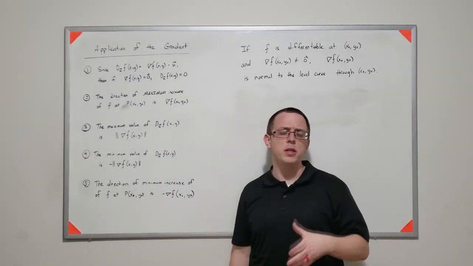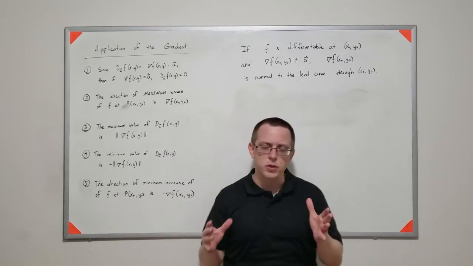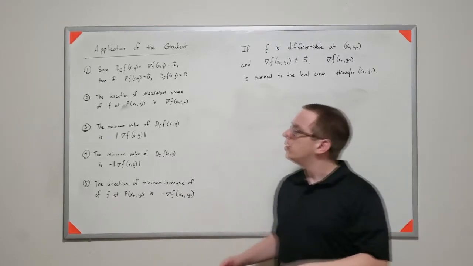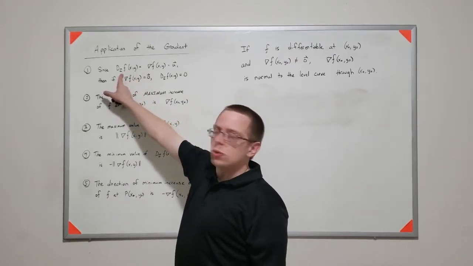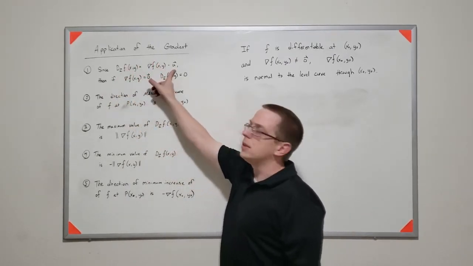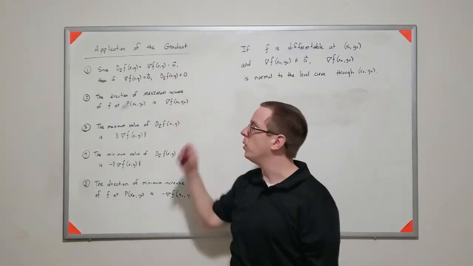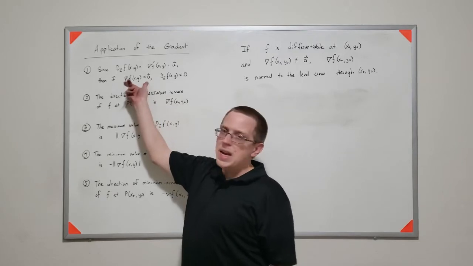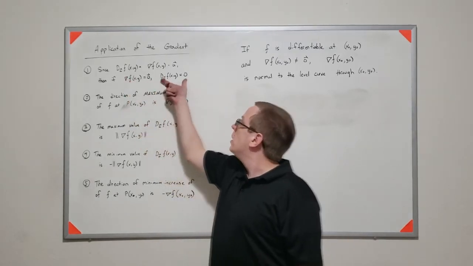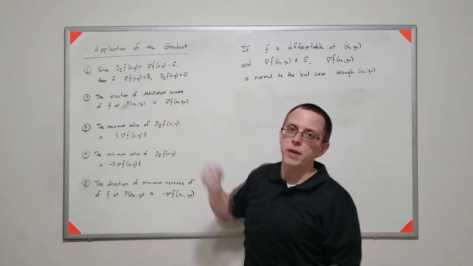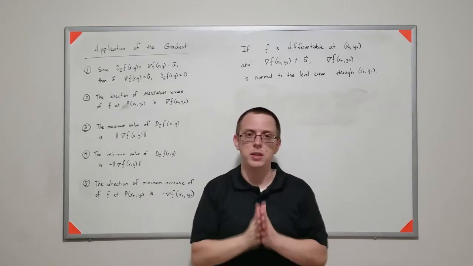Some of the neat properties of the gradient is that just by computing it, we can learn a lot about the surface that we're studying. The first one is that since we know the directional derivative is the gradient dotted with the direction that we're going in, if the gradient itself is the zero vector, that tells me that the directional derivative has to be zero, right? Because the zero vector dotted with anything is zero.